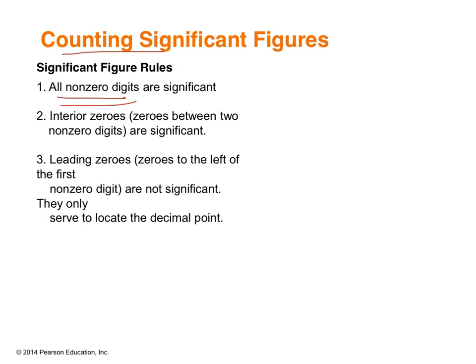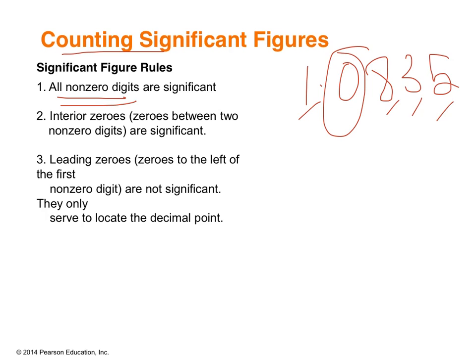All non-zero digits are significant. So if you had 1.0835, for example, all non-zero digits, all these are significant. Now zeros, in some cases they are significant, in some cases they are not. Interior zeros are significant, as in zeros between two non-zero digits. So this zero is in between two non-zero digits, right? So this zero is significant.